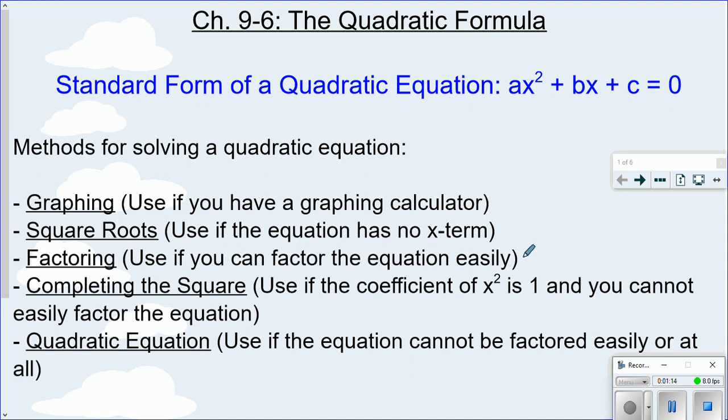The next method is factoring, and you want to use factoring if you can easily factor the equation. So if you look at the equation and you say, oh, I could factor that pretty easily, then use the factoring method. The next one is completing the square. You want to use this if the coefficient of x squared is 1 and you can't easily factor the equation. If the coefficient is 1 and you can easily factor it, then use factoring.